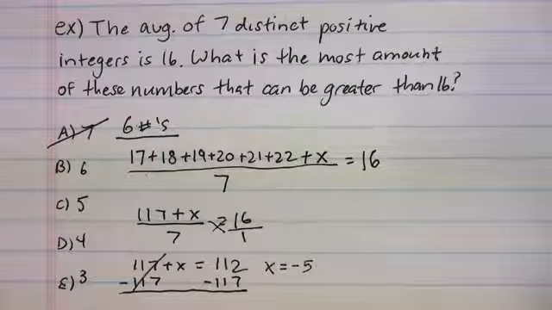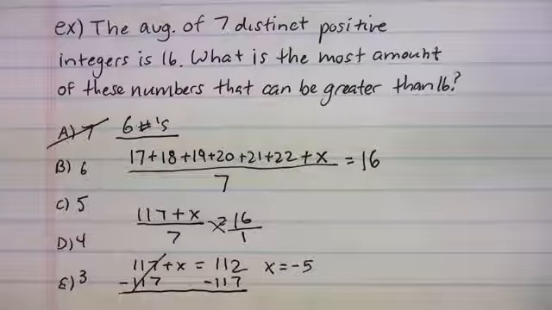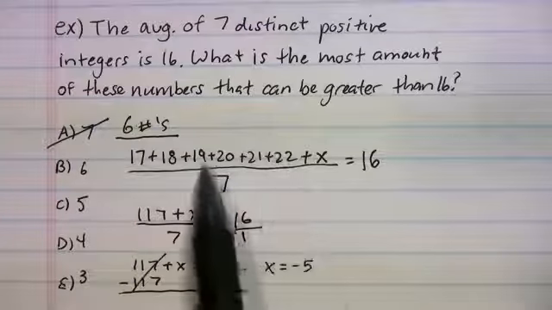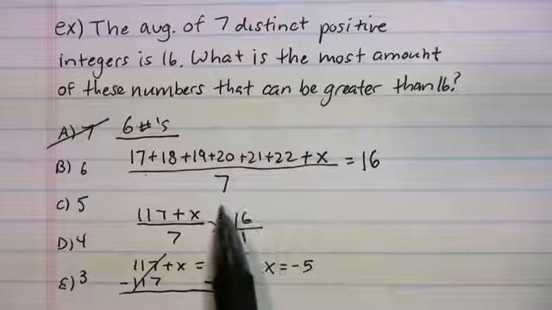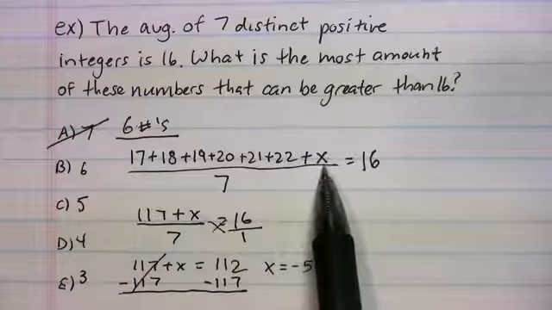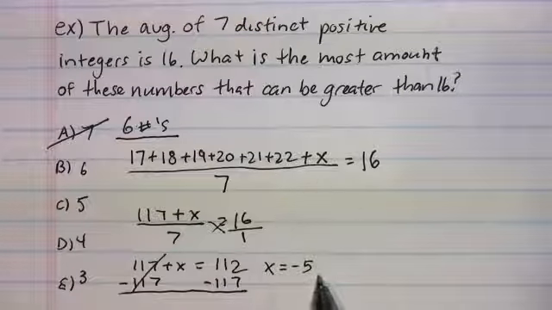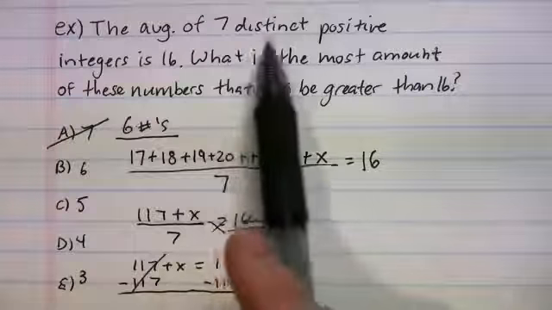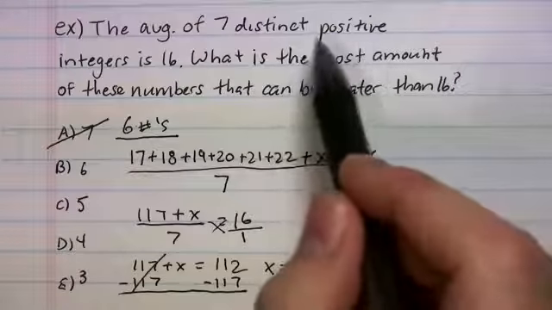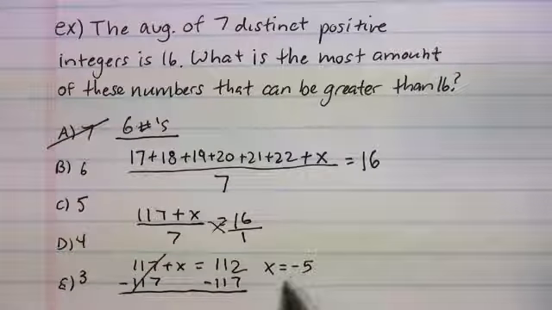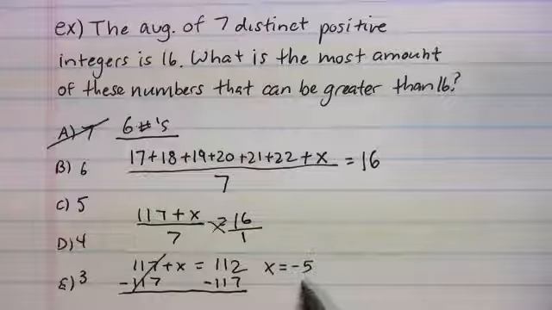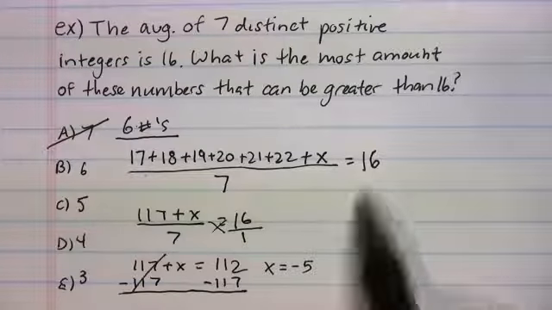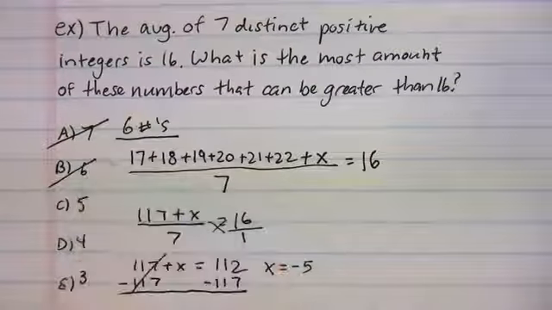Now the question you have to ask yourself is, does that make sense? We took the sum of all our numbers, we divided by 7, and we found out that x equals negative 5. But what did the question say? It says the average of 7 distinct positive integers. That means the missing number isn't positive. It had to be negative for this average to be 16. So we get rid of B.